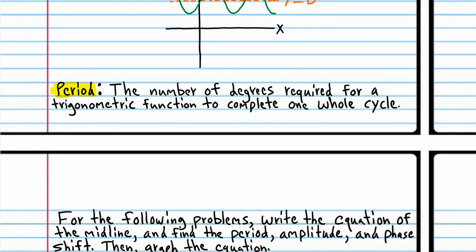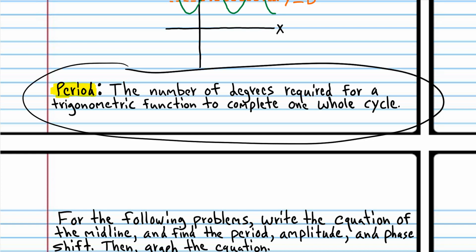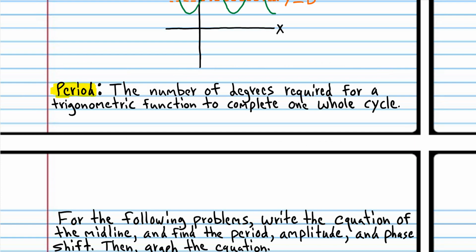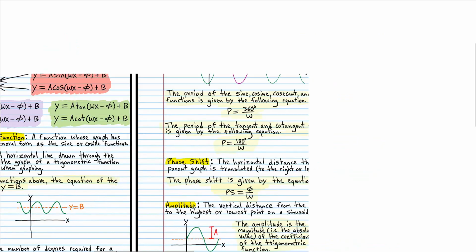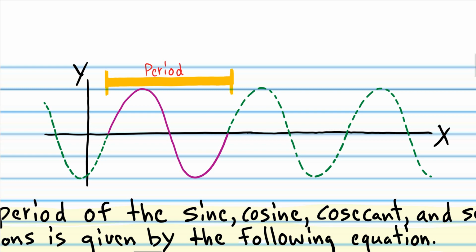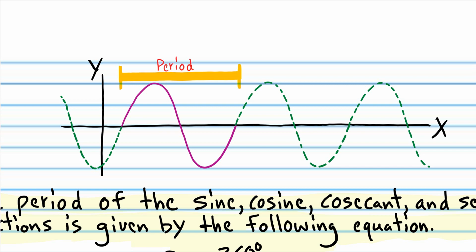Again, everything that we do in this class pretty much is going to be review of the transformation part of my intermediate algebra course. But you're going to need to learn how to do this, because we're going to transform trigonometric graphs. Now, the period is the number of degrees required for a trigonometric function to complete one whole cycle. So that is the horizontal distance along the x-axis in degrees for one complete cycle.